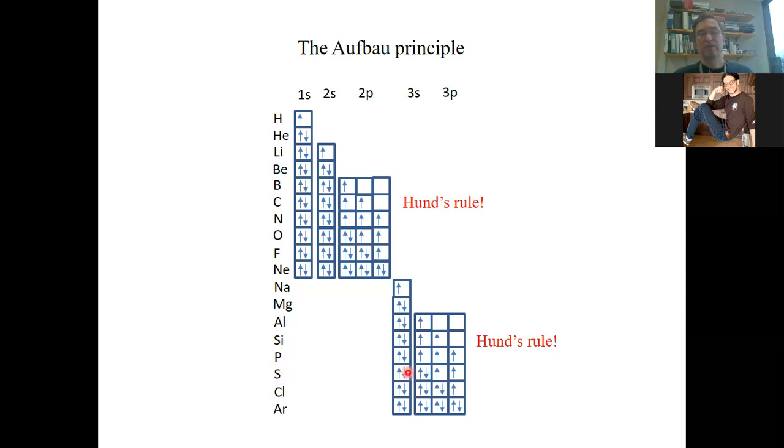So with the sulfur, we have 1 electron pair. For the chlorine, we have 2. And for the argon, we have again a noble gas electron configuration with a full shell in which all electrons within a shell are full and paired.